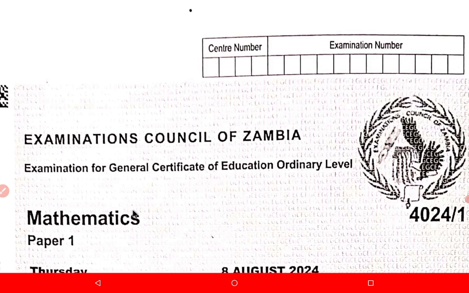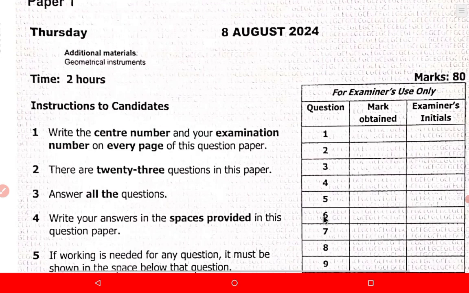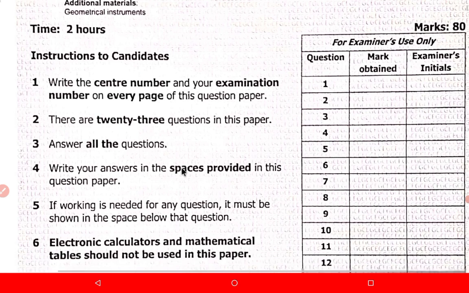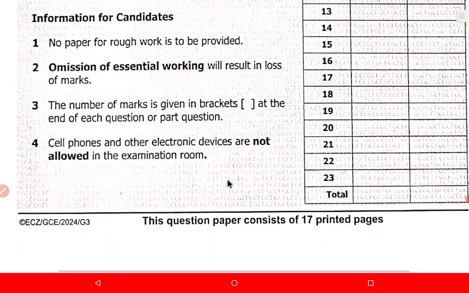Here in this video we are looking at mathematics paper 1. This was a 2024 GCE question paper. It was supposed to be answered within 2 hours, and the total marks it was carrying is 80. Okay, so the instructions to candidates, especially number 3: answer all the questions. You answer within the space that's been provided.